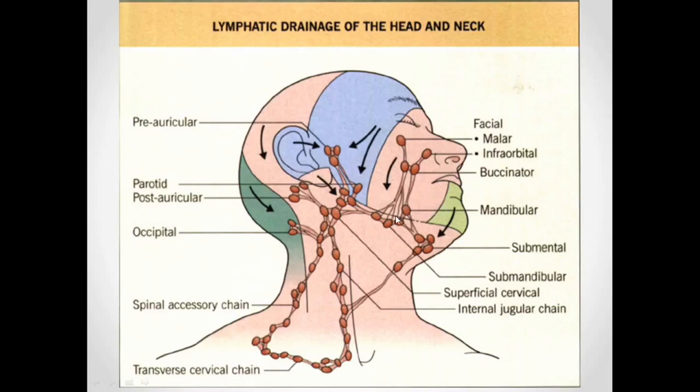All of this drains into submandibular lymph nodes, while the submental lymph nodes drain the afferent regions which drain the central part of the lower lip, the skin over the chin, the tip of the tongue, and the incisors. All are drained into submental lymph nodes.